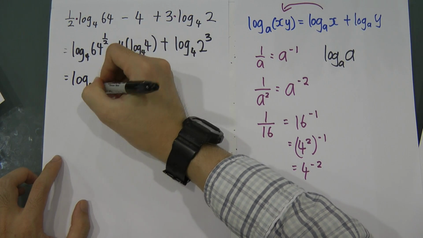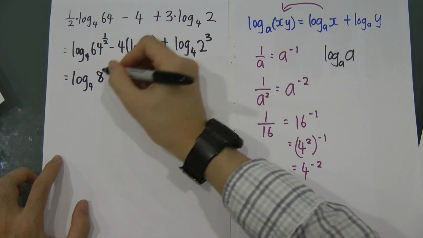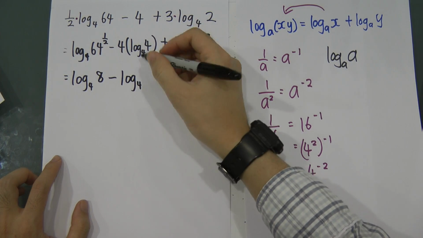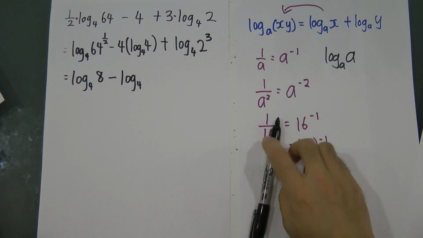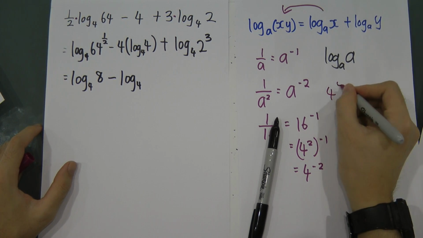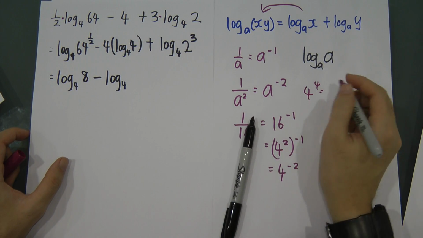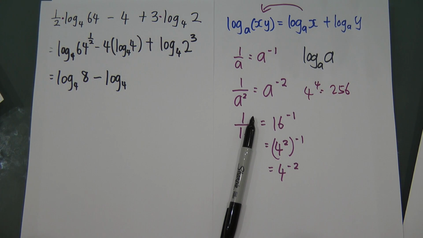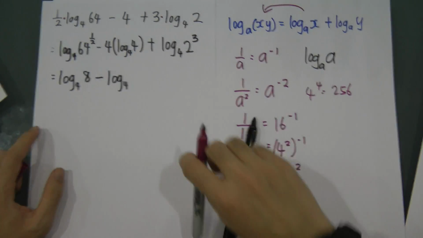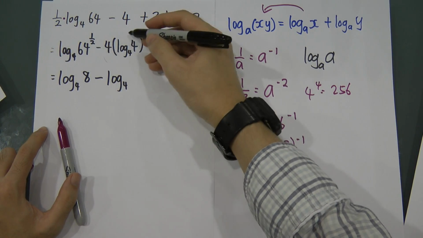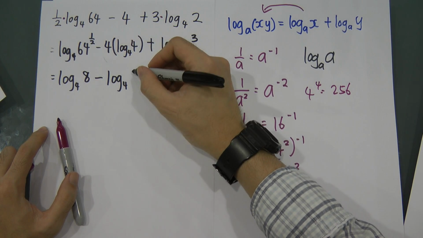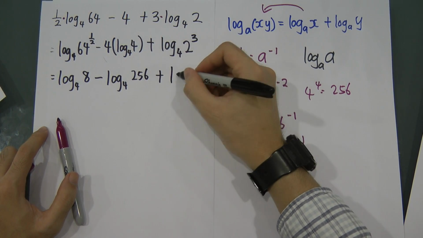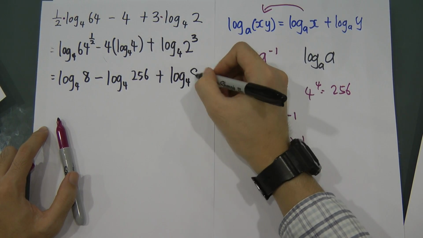This is log 4 of the square root of 64, we will get 8, minus, okay, this one is log 4 of 4 to the power of 4. Okay, what is 4 to the power of 4? If you are not sure, you can press the calculator. I think 4 to the power of 4 is 256, isn't it? Let me press 4 to the power of 4. Yes, it's 256. So this is, I move the 4 to the top, it will become 4 to the power of 4, right? So it's 256. Plus this one, you get 2 to the power of 3, which is 8.